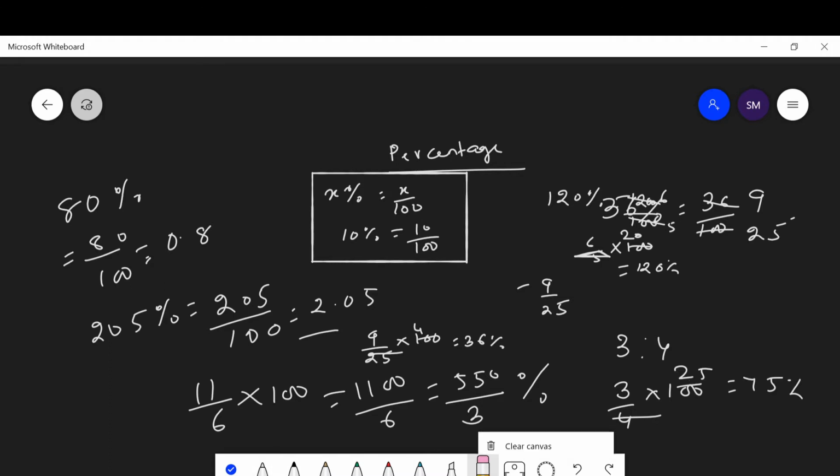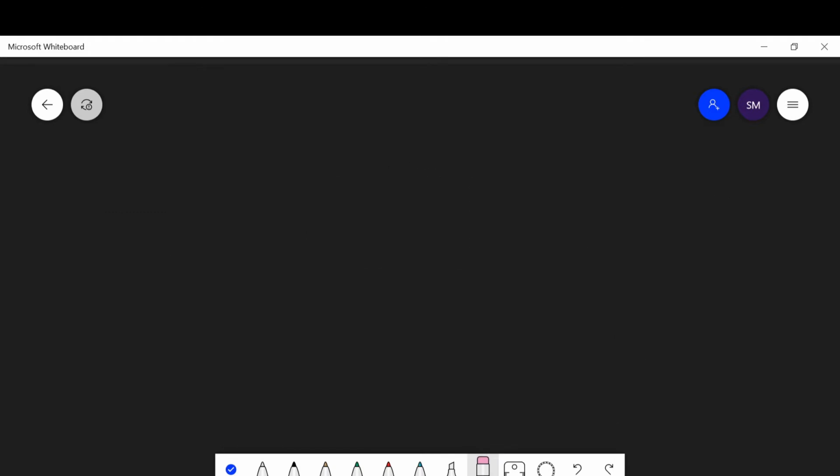Okay, then let us discuss some word problems. Here the problem says compare which is largest. Here a percentage is given, a rational number is given and a decimal number is given. You have to compare which is largest here. This is in percent, this is a rational number and this is in decimal form.